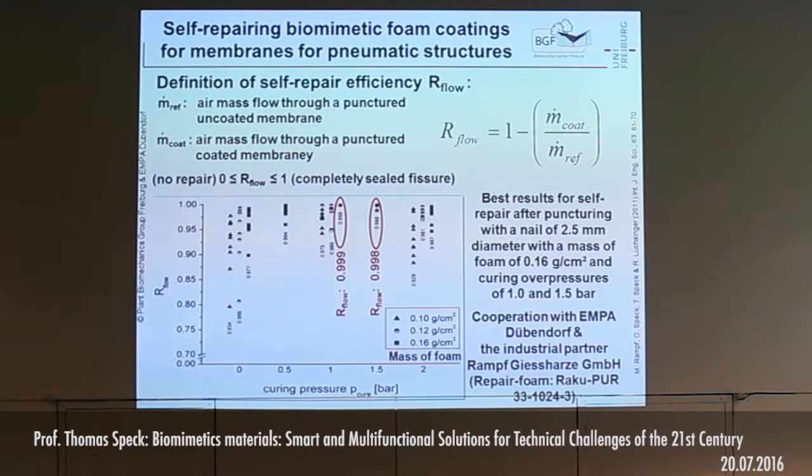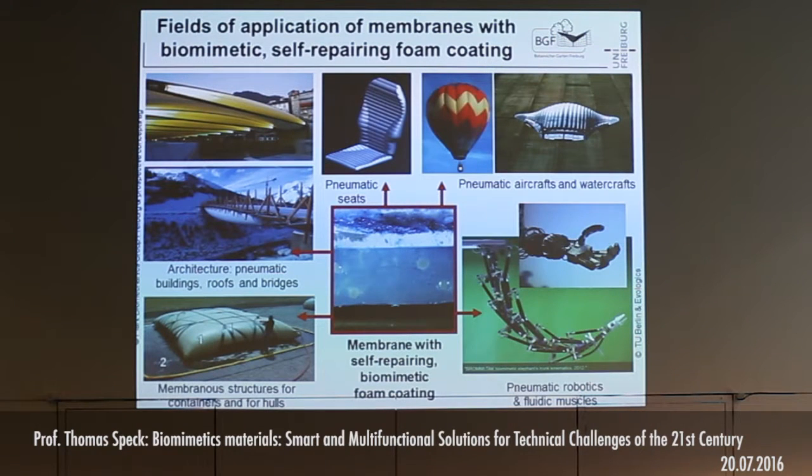So it's on the market, you can buy it, and it's used in specific applications, but not yet on a wide range, because if you want to use it for cheap rubber boats or cheap pneumatic mattresses, we have to do it in one go: when we produce the membrane, we have to coat it with a self-repairing coating already, and this is still a bit of a problem. Fields of application are wide-ranging: architecture, pneumatic buildings, bridges, roofs, membranous structures for hulls and containers, pneumatic seats, all pneumatic aircraft and watercraft, but also pneumatic robots or fluidic muscles could be equipped with this self-repairing foam coating.